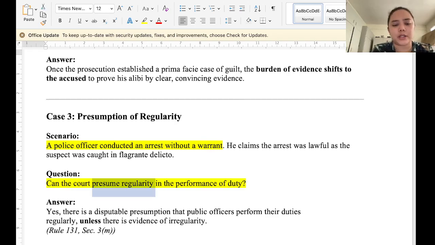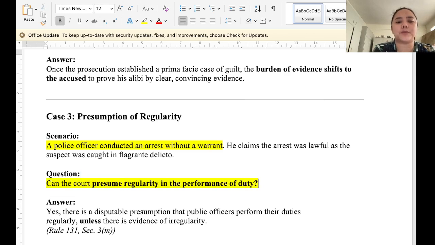Most of the time, the defense of the police officer who is being sued is based on what they did. There is a presumption of regularity in the performance of duty for us civil service employees. Okay? So, in here, he claims a warrantless arrest, and that my arrest is legal because I chased him, or he was caught in the act, in flagrante delicto. Can the court presume regularity?